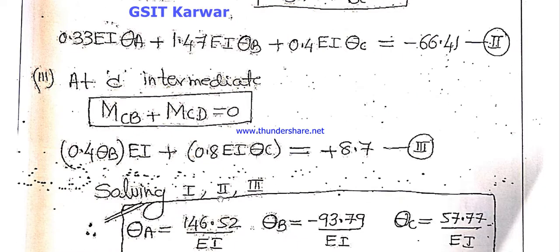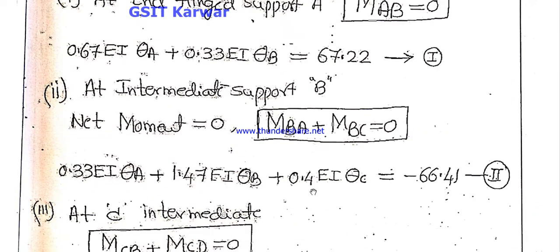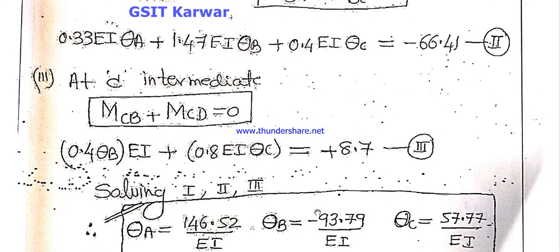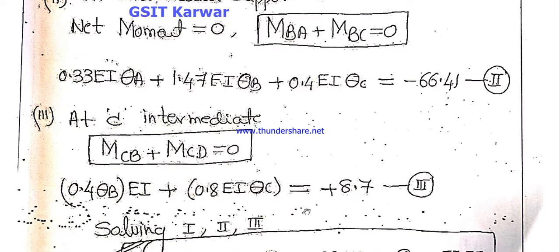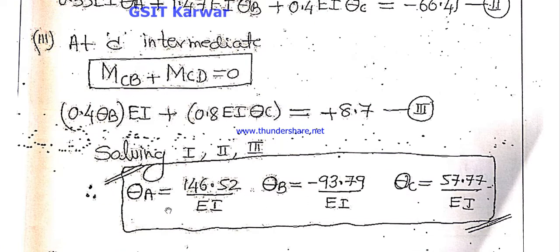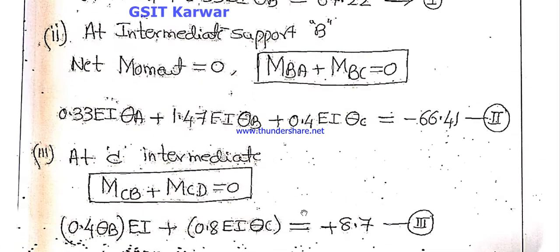Here, by solving equations 1, 2, 3, observe that there are three equations and three unknowns: theta A, theta B and theta C. In this condition you can directly use the calculator's three-equation solving mode, because it will take less time.